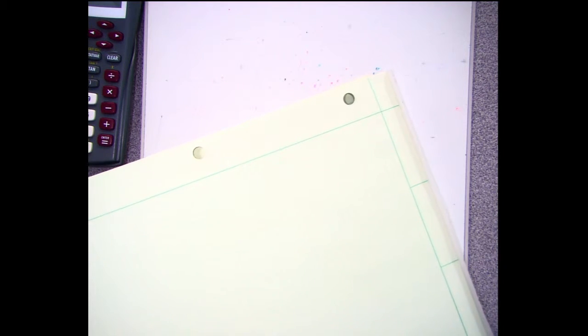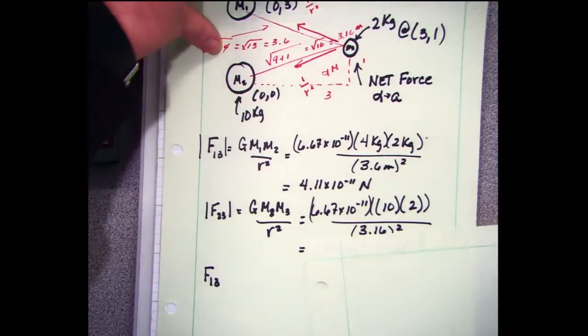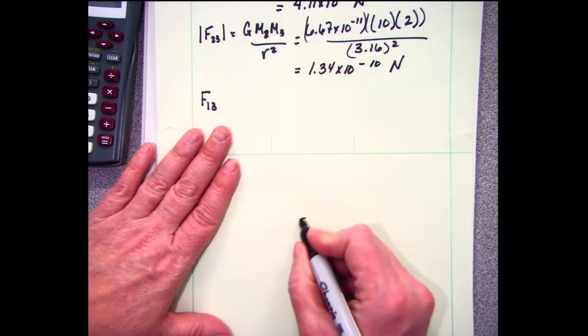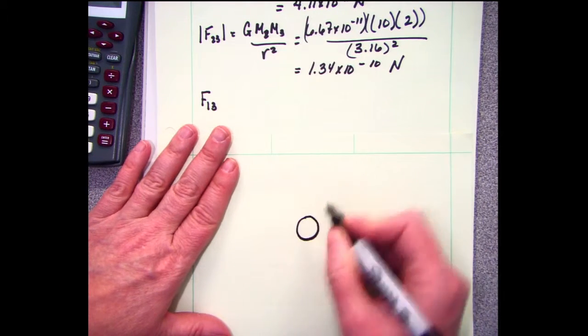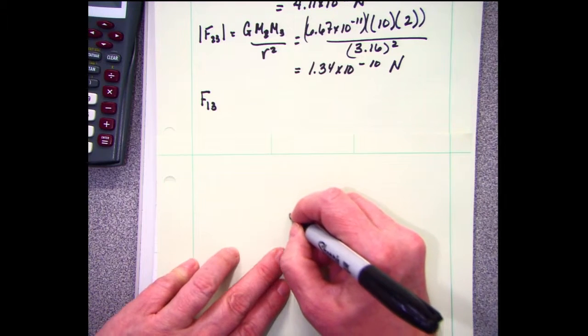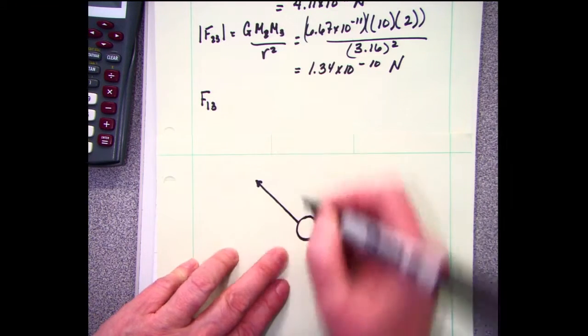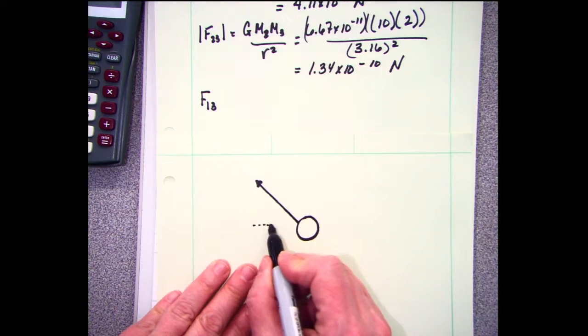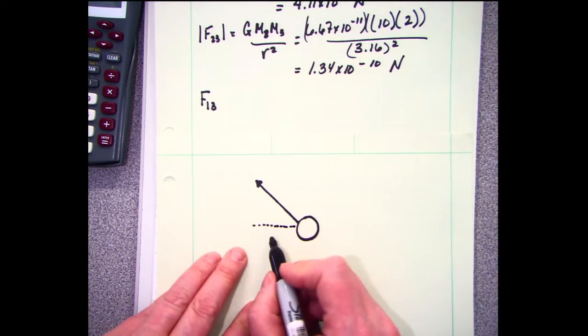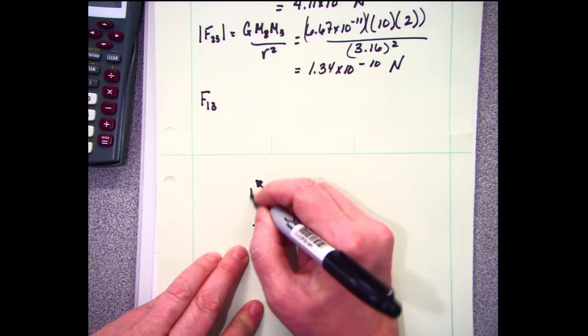So here's mass 2. I have a vector that's going off here, and we know that this side is 3, and we know that this side is 2, right? Because we had our measurements there. We now know that the magnitude of this is 4.11 times 10 to the minus 11 newtons.